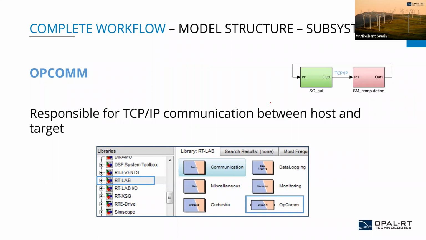Up to here, we have connected our host PC to the real-time simulator. After that, we'll design our model. One part is SC, one is SM. SC means your host PC, and SM means your real-time simulator master. In hardware, they communicate over TCP/IP or an Ethernet cable. But in software, we need one block called the OPCOM block, which is available in your RT-LAB library.